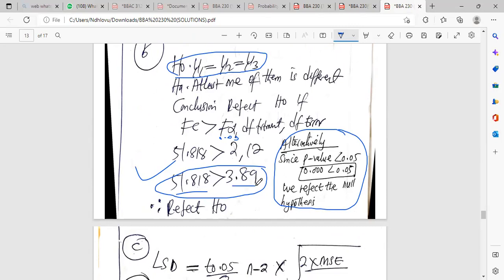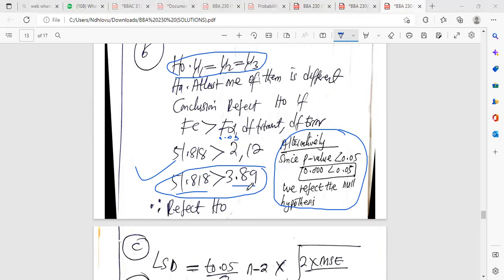It would have accepted H naught if this figure was actually less than this one. The way it is, we are rejecting H naught because the figure that we have calculated, 51.818, is actually greater than 3.89. So we are rejecting H naught. If this figure was less than the other one, we would have accepted H naught.